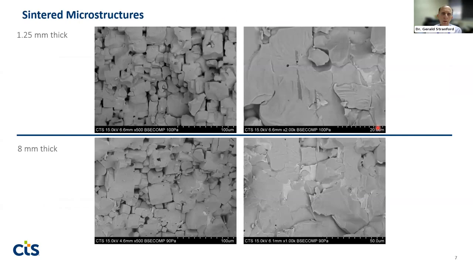Okay. So then we took a look at some microstructures here, and when we look at the 1.25 versus the 8 millimeter thick, a couple of things that I see are that the thinner sample seems to be more porous, whereas the thicker sample may be higher density, but with a lot more of this residual lead-rich phase in the microstructure after sintering.